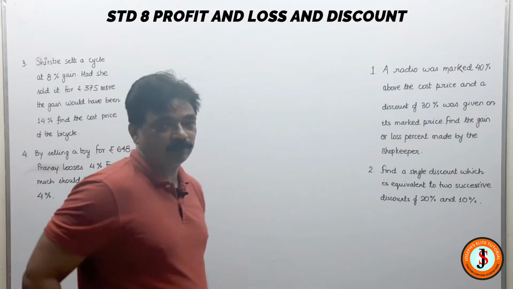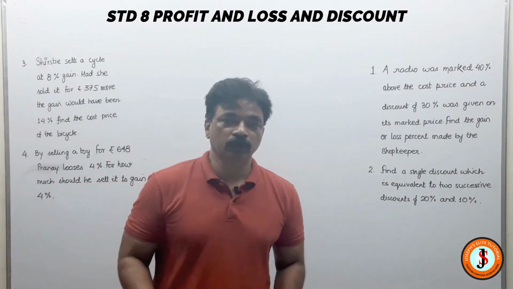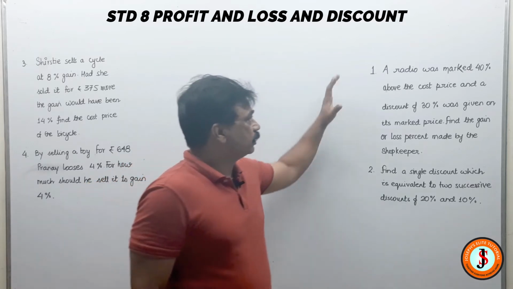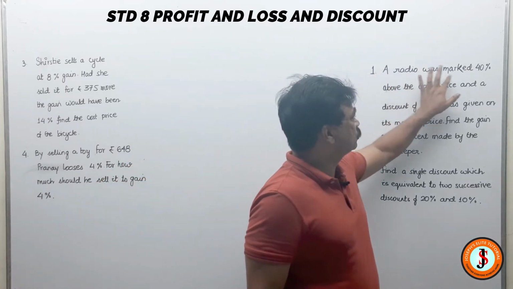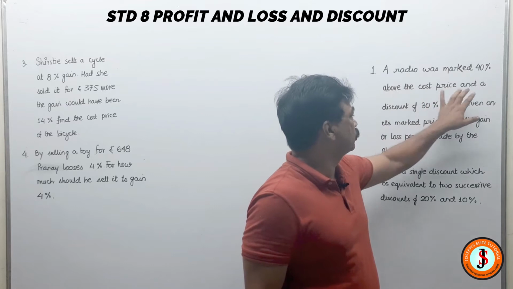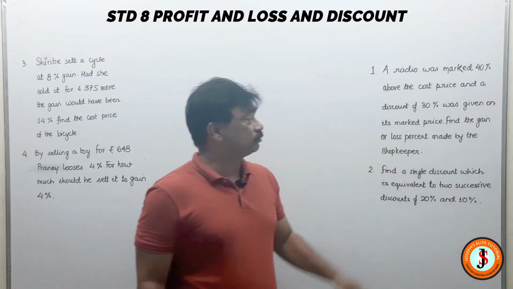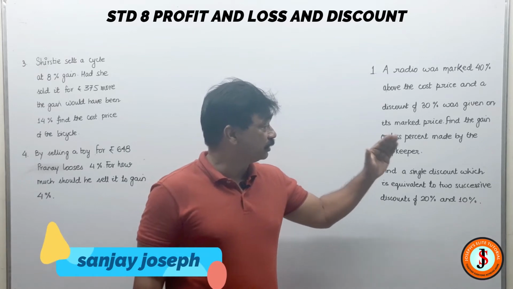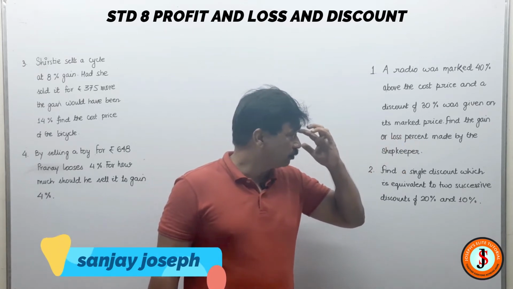Children, let us have a look at a few more questions of profit and loss and discount, etc. Here it is written: a radio was marked 40% above the cost price and a discount of 30% was given on its marked price. Find the gain percent or loss percent made by the shopkeeper.